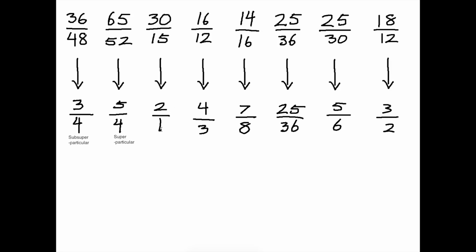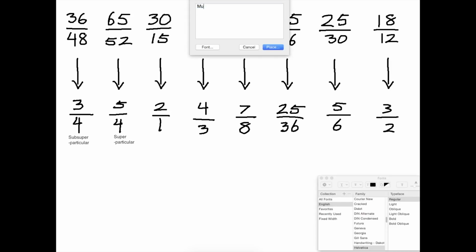Next, we have 2 and 1, or I should say 2/1, which we know is simply equal to 2. And because this is simply equal to 2, this makes this number neither, right? It's not sub-superparticular, it's not superparticular, it's neither. But the particular neither category that it falls into is, of course, the multiple. So we can call this neither, but really we recognize that it's a multiple, so I'll put that in parentheses.